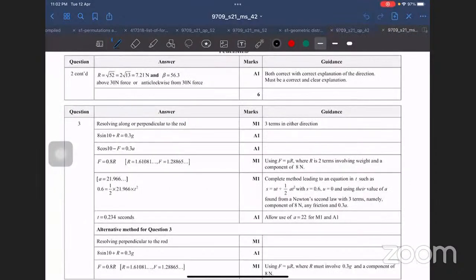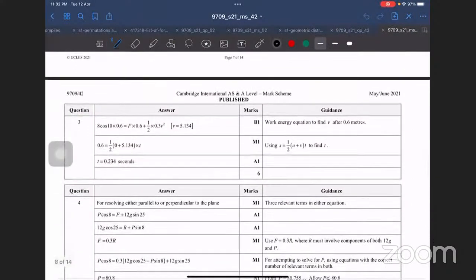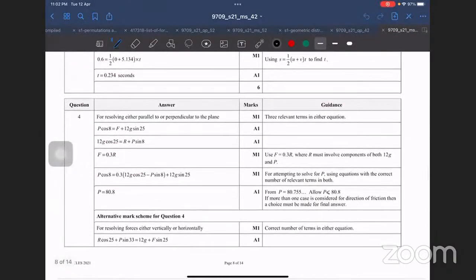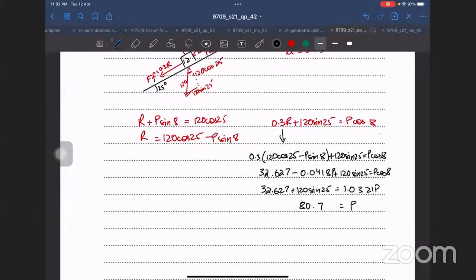So that's the correct answer. It's correct. I have a rounding error. It says P is less than or equal to 80.8. I have a small bit of rounding error because I've done a lot of calculations. I could have done this directly and could have avoided that calculation error.